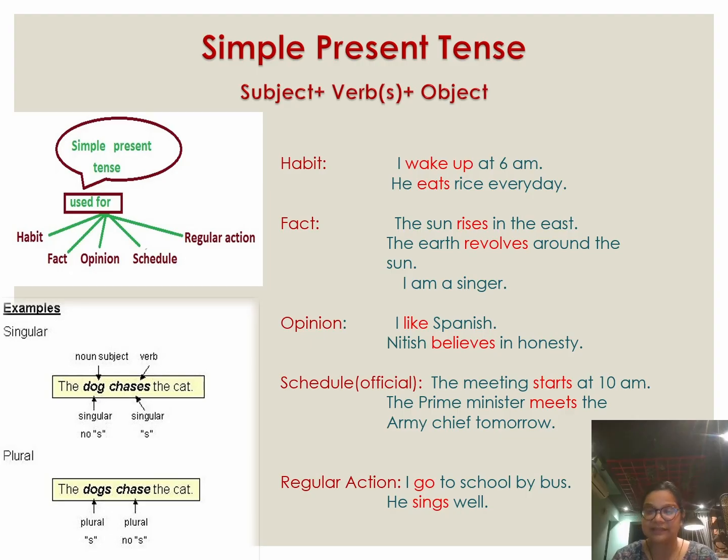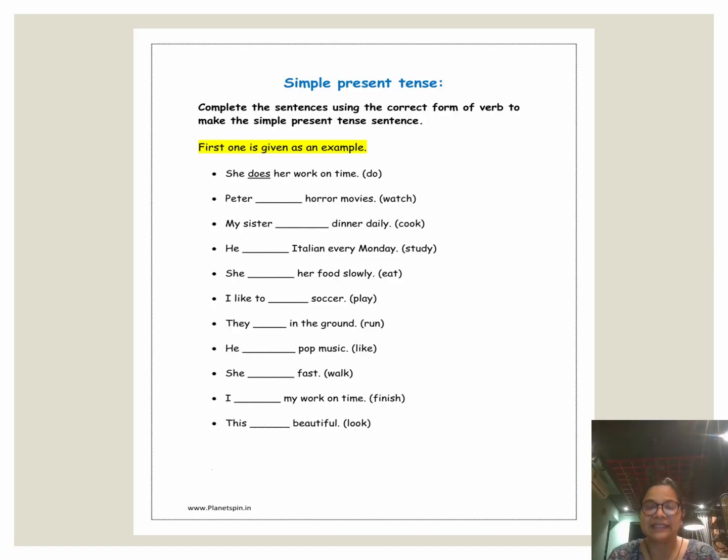So this kind of sentences you can see in newspapers also. India wins the World Cup. Something that is official: the meeting starts at 10 a.m. The Prime Minister meets the Army Chief tomorrow. Even though we are talking about future time, we are using simple present form. Then regular action: I go to school by bus. He sings well. So all these are examples of simple present tense.